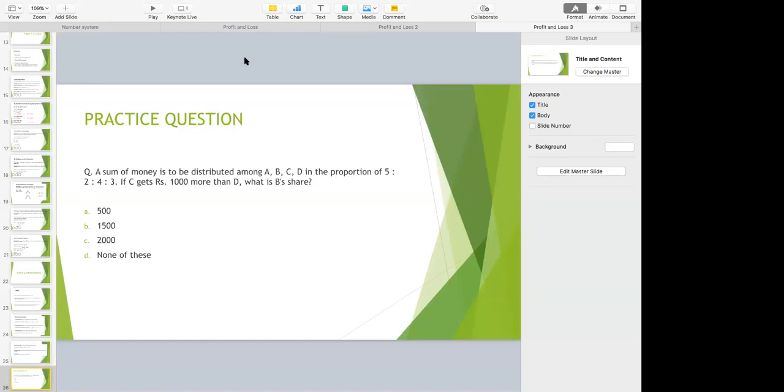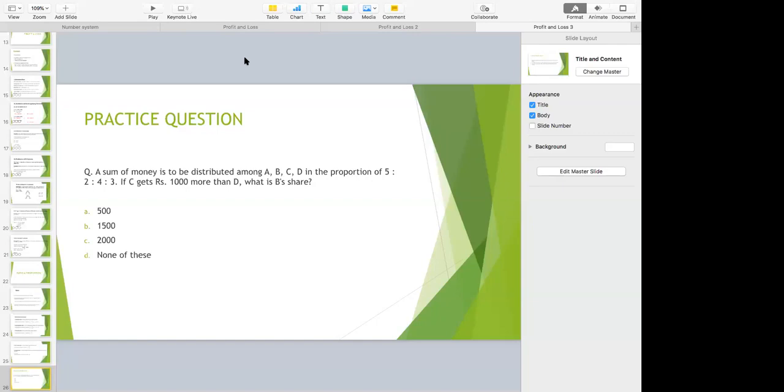This is what we mean by 5 is to 2 is to 4 is to 3. After this division, we should not be left with any remaining amount. So then the next statement says that C gets 100 rupees more than D.